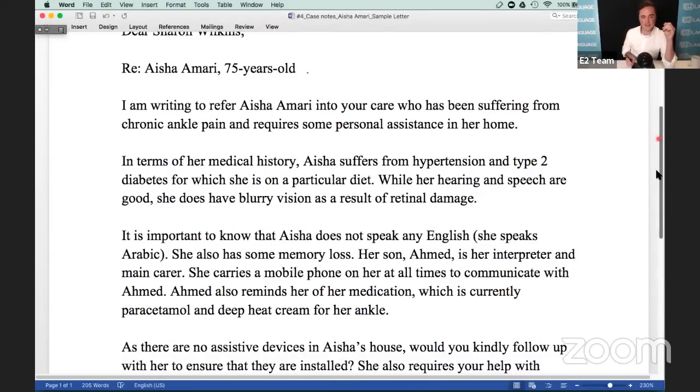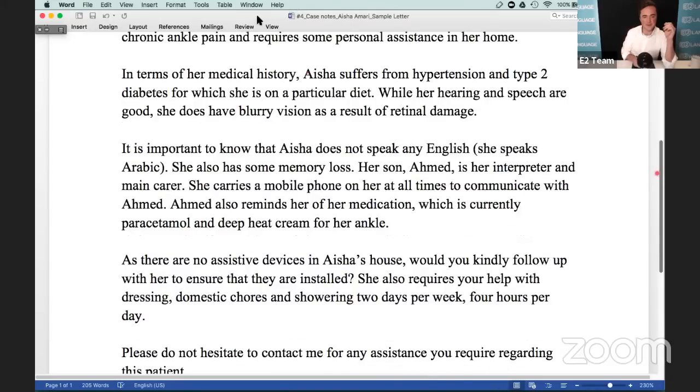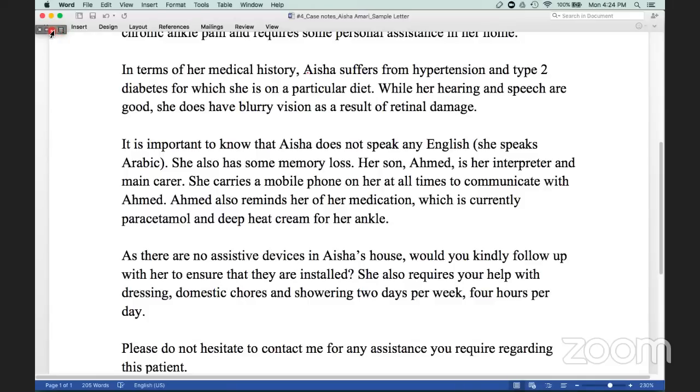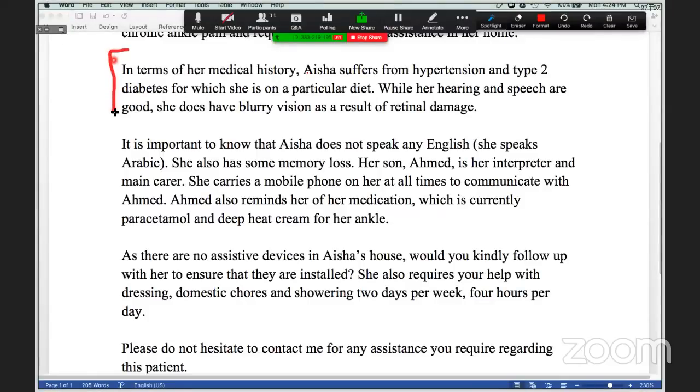Let's now think about the second paragraph. Let me disappear here so I'm not covering the screen. Okay, second paragraph. It's going to follow on from this first paragraph. But I'm going to preface, I'm going to tell the reader what this paragraph is about. And I'm going to do that with a phrase like in terms of her medical history. So then the reader knows that this paragraph is about medical history, because I've told the reader in this first few words what this paragraph is about.